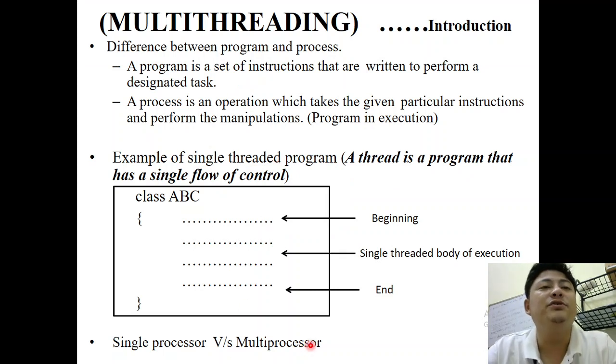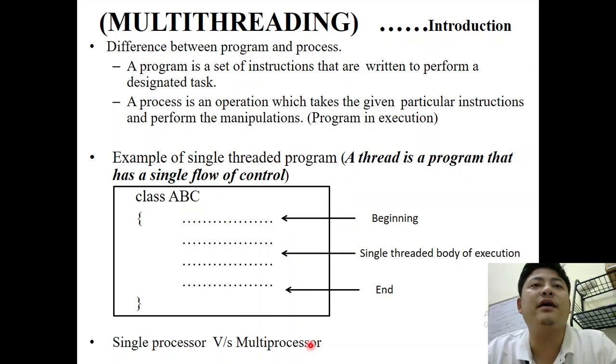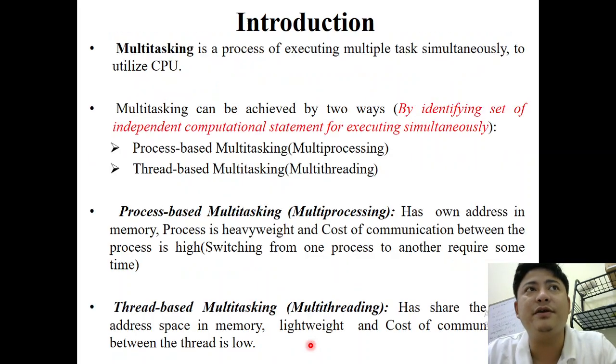If you want to execute two instructions at the same time, you need 2 CPUs. If you want 4 instructions at the same time, then you will have 4 CPUs. I am talking about computations, not the input and output. There is a difference between the computations and input-output operations. So a single processor has the ability to execute only one instruction at a time.